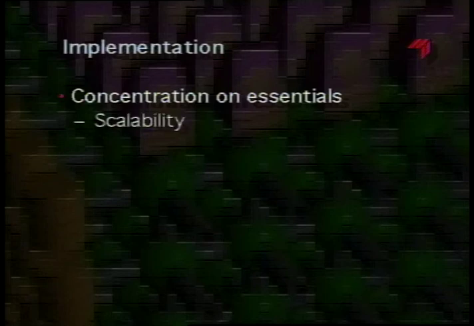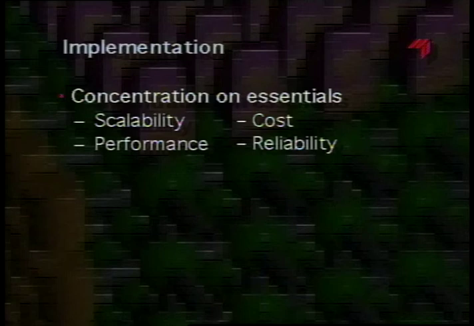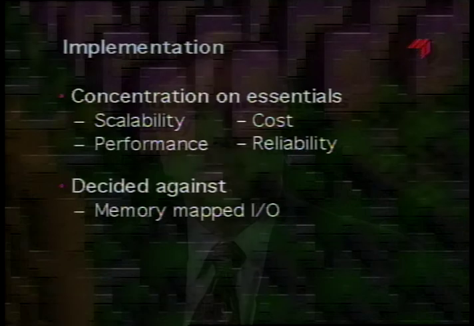So we concentrated on scalability, performance, cost, and reliability, but decided against some specialized features which might have had marginal benefit. For instance, we decided against memory mapped I/O because we felt it was an inefficient programming model. With the speed of processors today, it's very inefficient to have the processor stalled for tens or hundreds of instruction times while waiting for a memory mapped read to return from a remote node, even if that takes only a few microseconds.